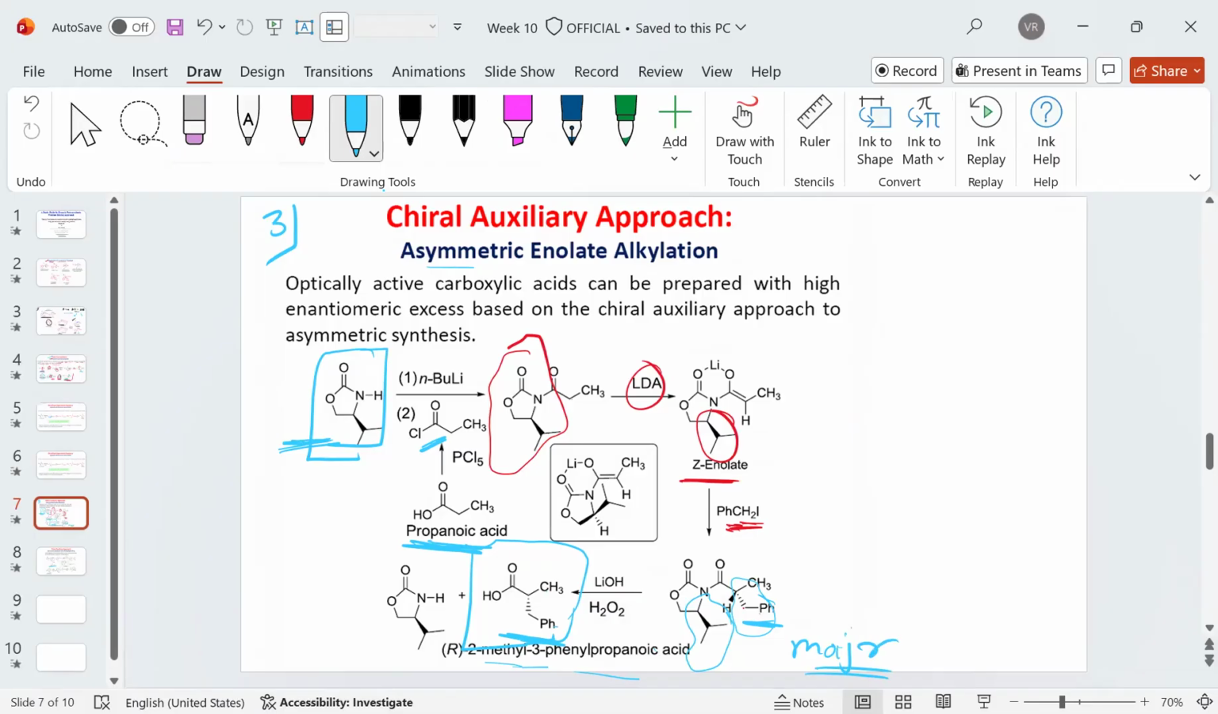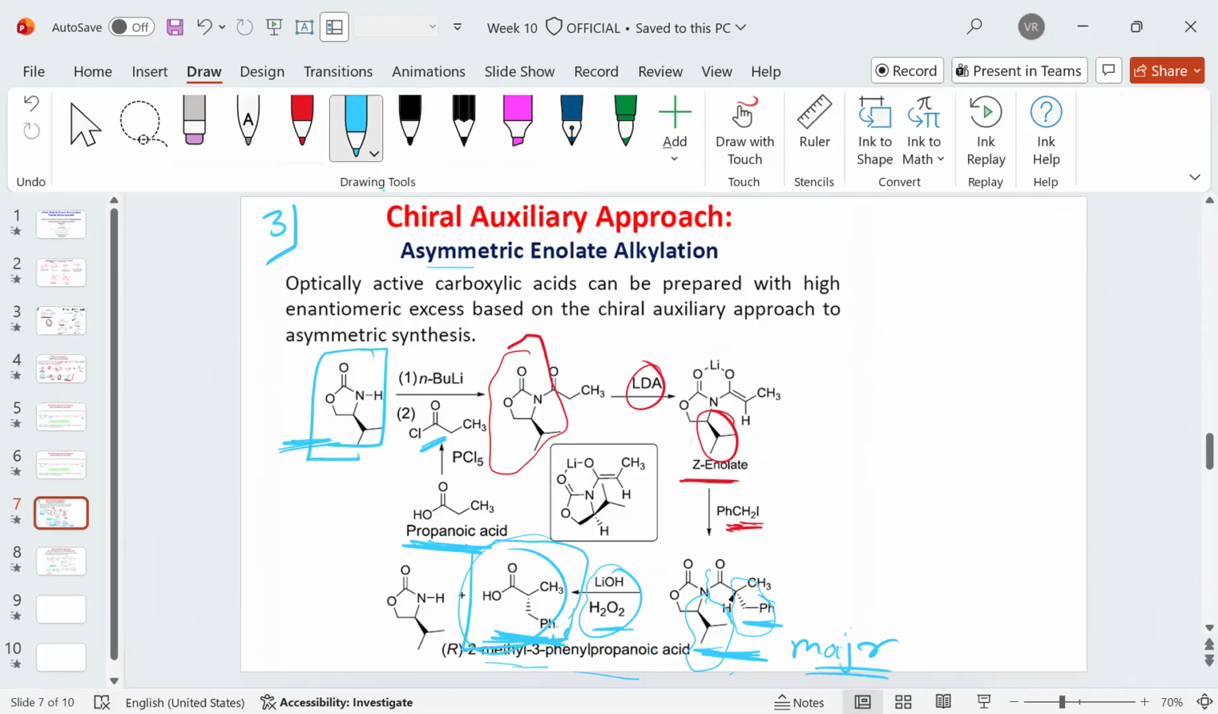And upon removal, how do we remove this? We don't want this chiral auxiliary part in our target molecule, so in the last step we can remove the chiral auxiliary from our intermediate. Once this intermediate is formed, we can treat it with lithium hydroxide and H2O2. This particular chiral auxiliary can be removed, and we get our target molecule here. So this approach is called the chiral auxiliary approach.